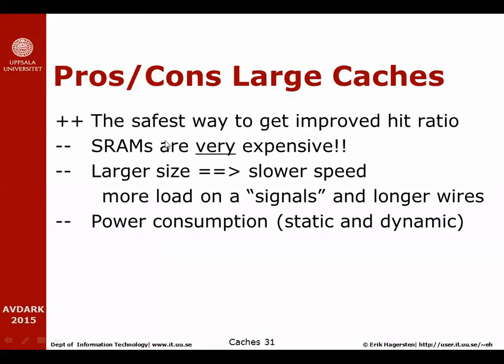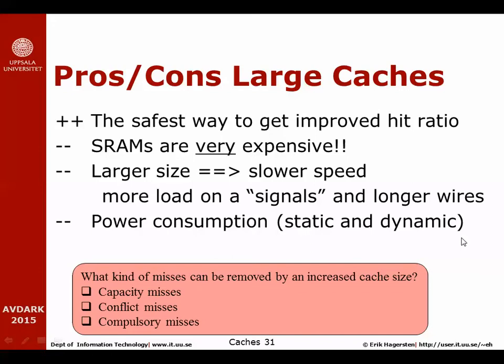Pros and cons of large caches. Well, it's a very safe way to improve the hit ratio, but SRAMs are very expensive. Also, larger SRAM sizes imply much slower speed. There are more loads on the signals, and the wires to get to the right place in the SRAM are much longer. And as you probably can imagine as well, a larger SRAM will also consume more power, both static and dynamic power. We're going to discuss that a little more later. So what kind of misses are removed as you increase the cache size?